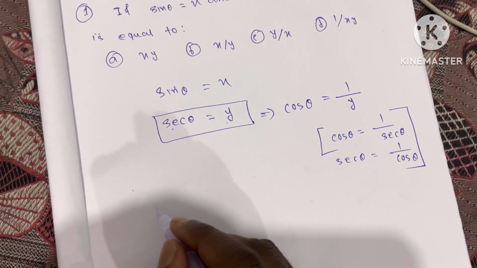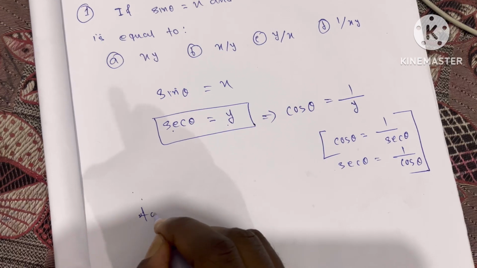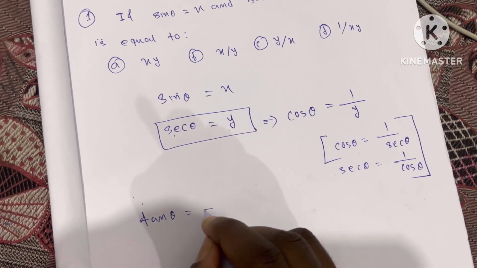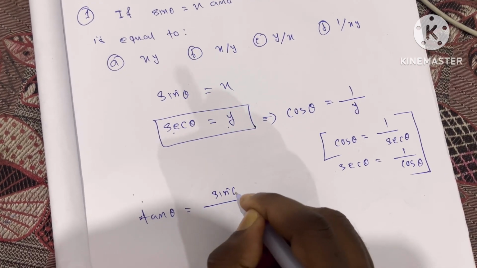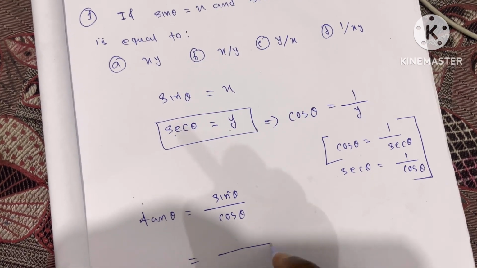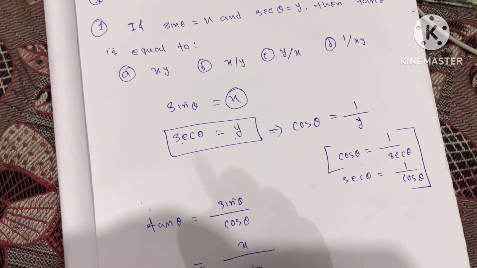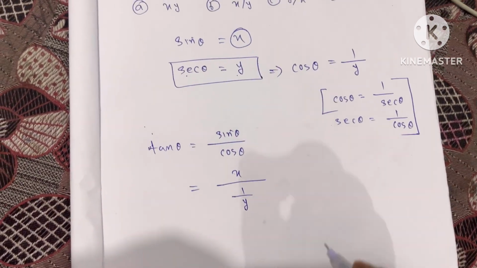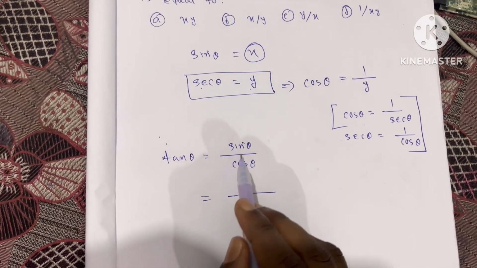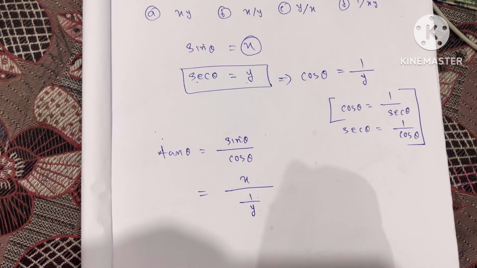So as you notice, you need to find the value of tan theta. We know that tan theta is equal to sin theta by cos theta. So we know the value of sin theta and cos theta. The value of sin theta is equal to x, right? And the value of cos theta is equal to 1 by y.